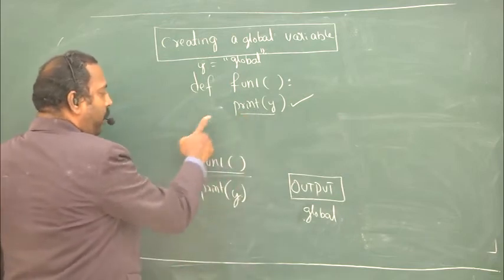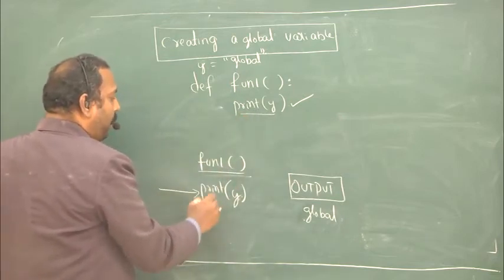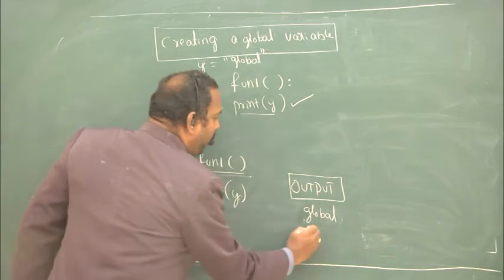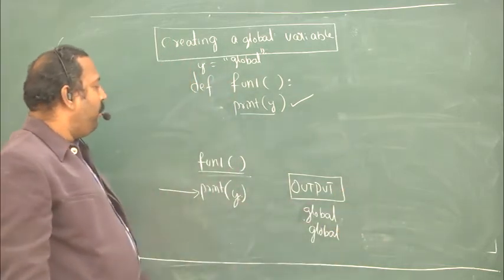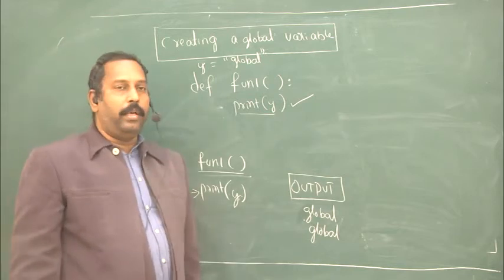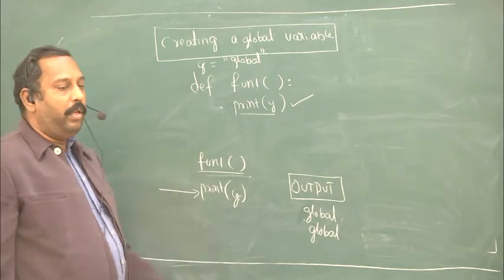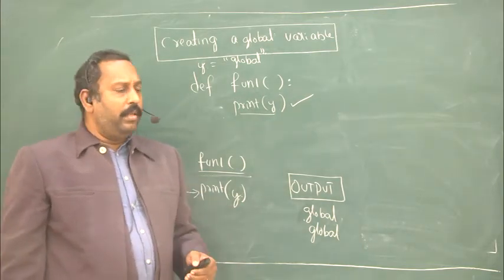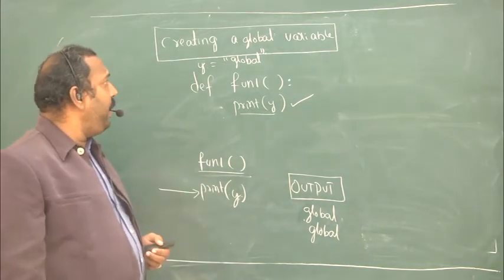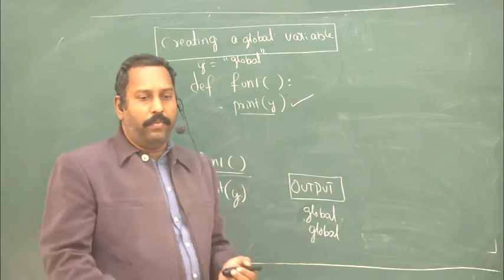After printing, control will go to the next statement. What is the next statement here? Print y means it will print the value, already y is available. That's why it will print the value global. So what is the output you'll get here? Global. So this is a way of creating a local variable as well as a global variable.